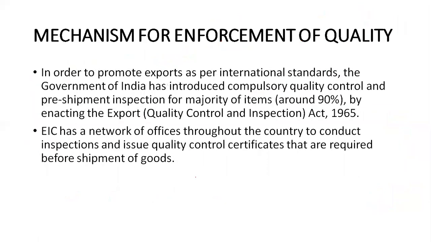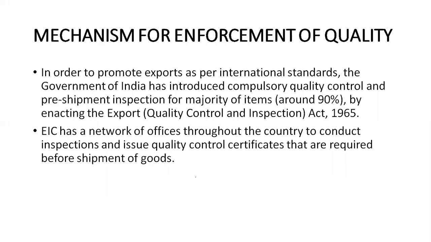Okay, so mechanism for enforcement of quality. What is the mechanism behind this? Now this is the history of our act. In 1965 they introduced the Export Quality Control and Inspection Act, and the objective of introducing this rule is simple: they are trying to send those goods which are of a good quality standard, which match with the international quality expectations.